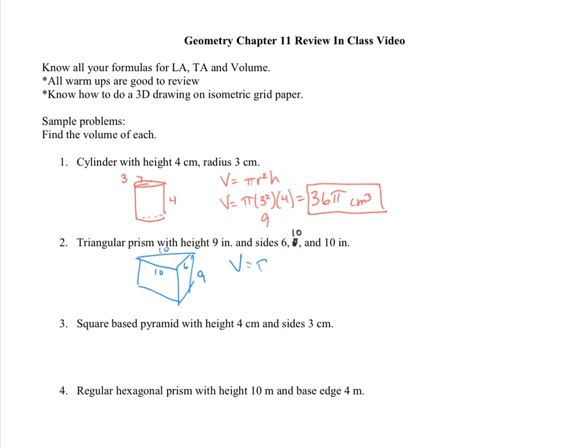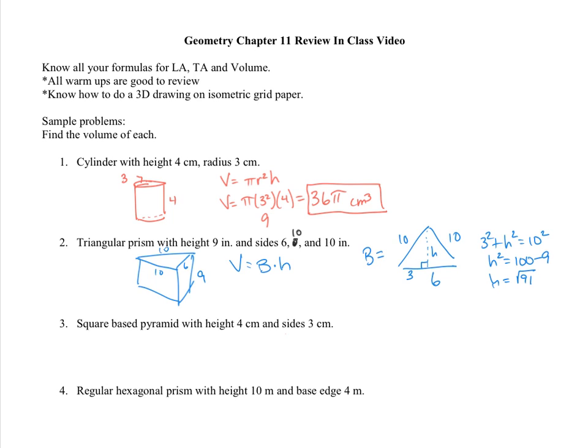So the volume is the area of the base times the height for a prism, which means I need the area of this base. The area is this triangle that's 10, 10, and 6. So what I can do is drop this altitude down, and this becomes 3. Now I can solve for the height by using the Pythagorean theorem. If I say 3 squared plus h squared equals 10 squared, I can solve for the height. So h squared is going to be 100 minus 9, so h is going to be the square root of 91.